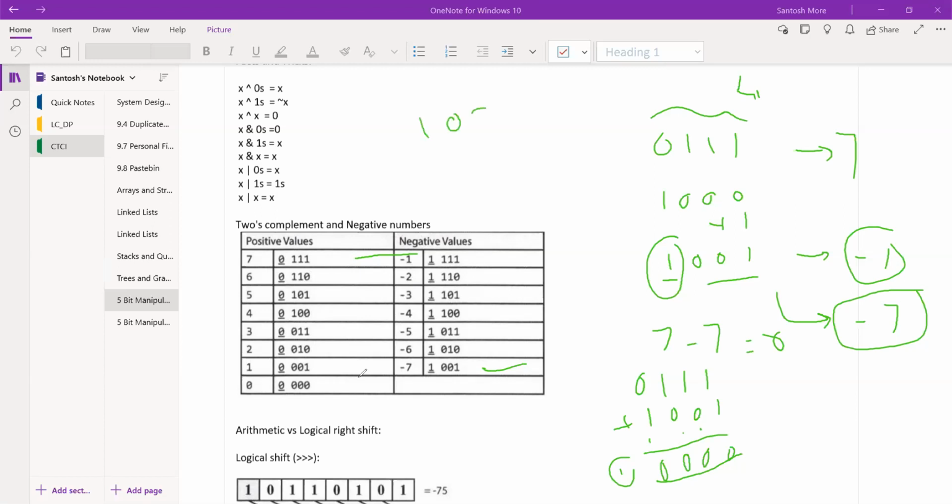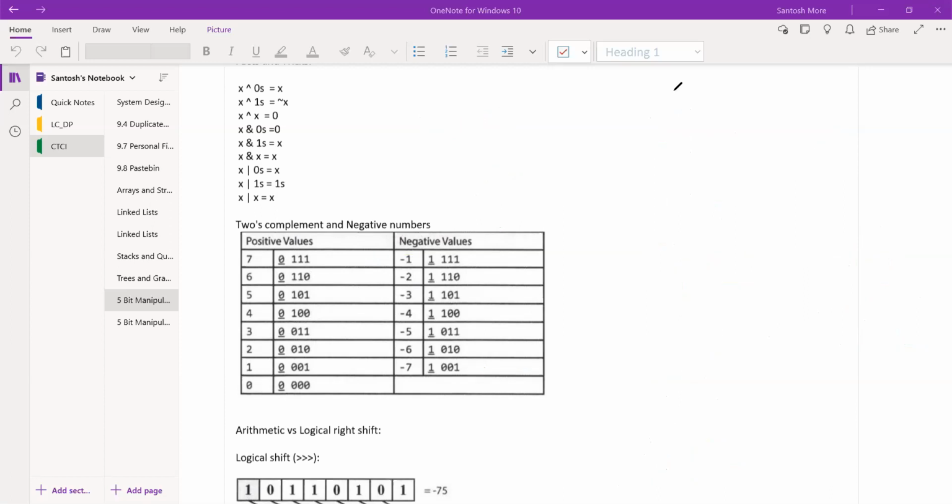If this is 1 0 0 1, and I subtract 1 from this, it will be 1 0 0 0, right? And then we negate it, so this will be 0 1 1 1. Yes, that's 7, you're right. So the way we do it for 2's complement is we negate and then add 1.